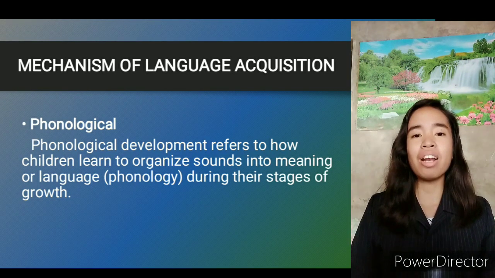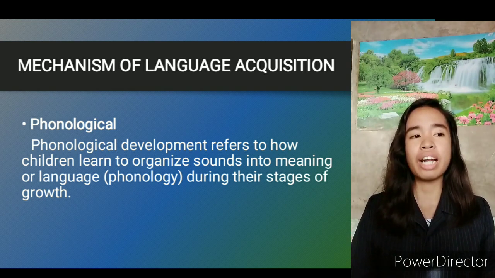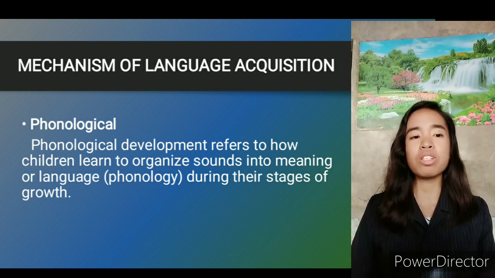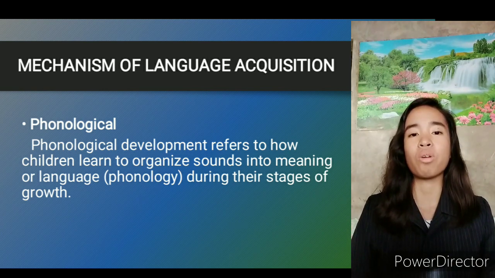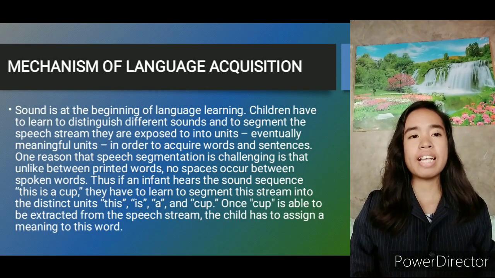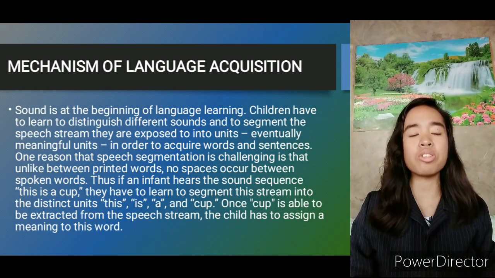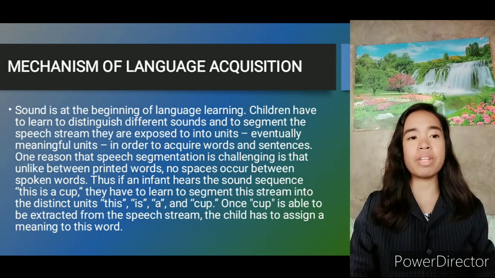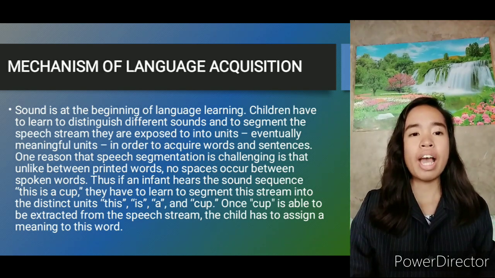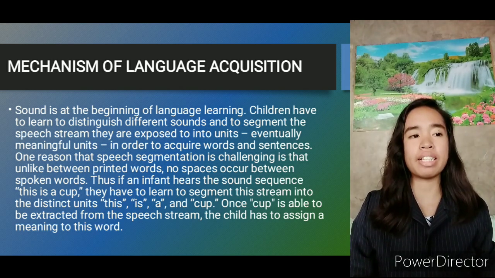Next is the phonological. Phonological development refers to how children learn to organize sounds into meaning or language during their stage of growth. Sounds are at the beginning of language learning. Children have to learn to distinguish different sounds and to segment the speech stream they are exposed to into units, eventually meaningful units, in order to acquire words and sentences.